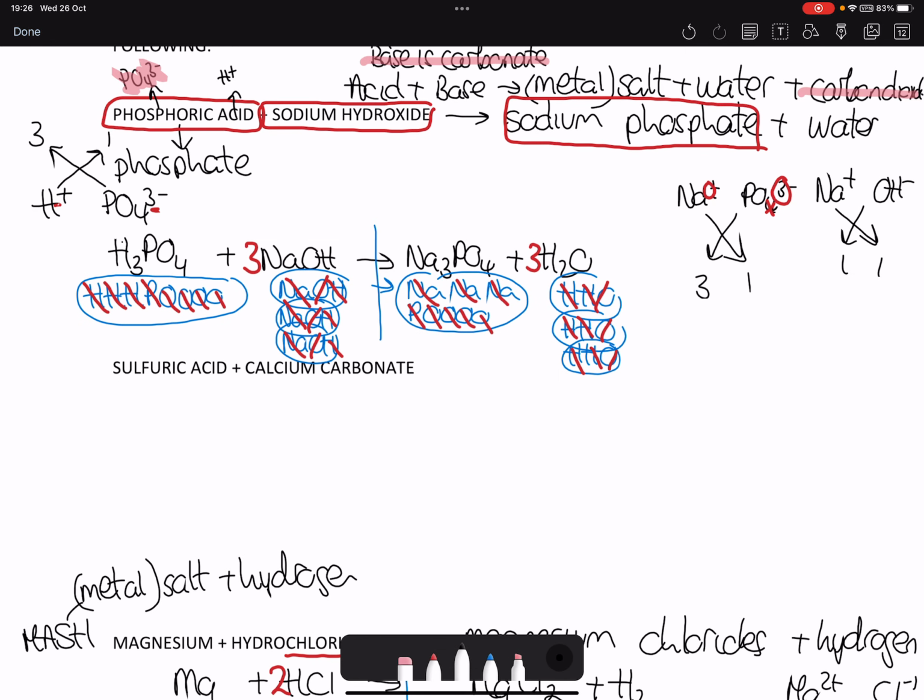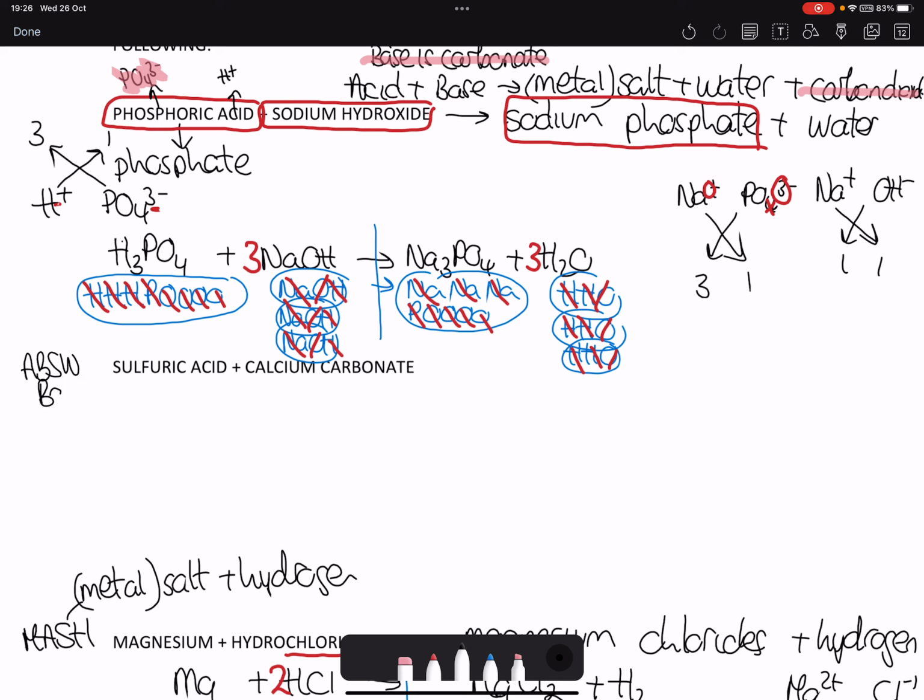So the last one that we're going to look at is sulfuric acid and calcium carbonate. You need to recognize this is an all boys sing well bonus. So an acid and a base, and our base is a carbonate. And it's going to give us salt and water. So again, our salt is going to be a metal salt. So it's going to be a calcium something.